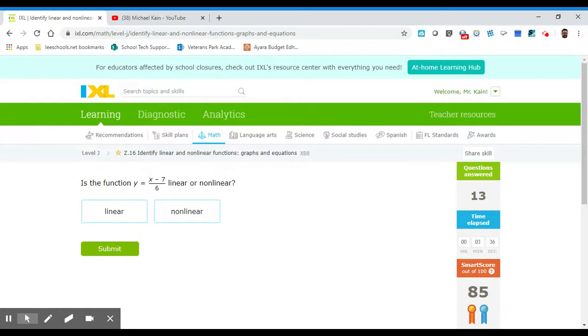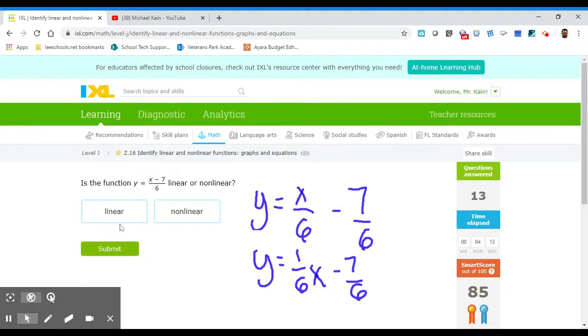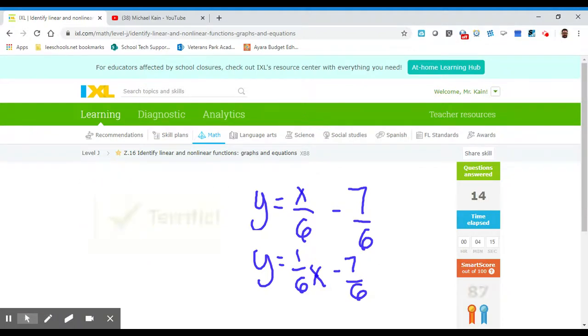This is fine, actually. Let me show you, if you're in the mood for an explanation. This is the same thing as x divided by 6, x over 6, and the same thing as negative 7/6. If we rewrite it again, this is really y equals 1/6 x minus 7/6. So this is perfectly fine. There's no exponent next to your x, it's not a square root, and x is not in the denominator. So this is clearly a linear function. Okay. All right.